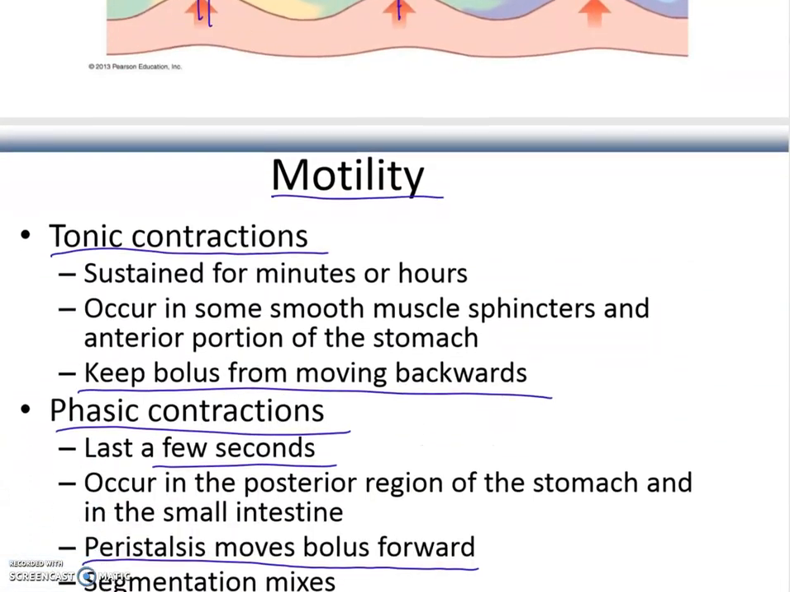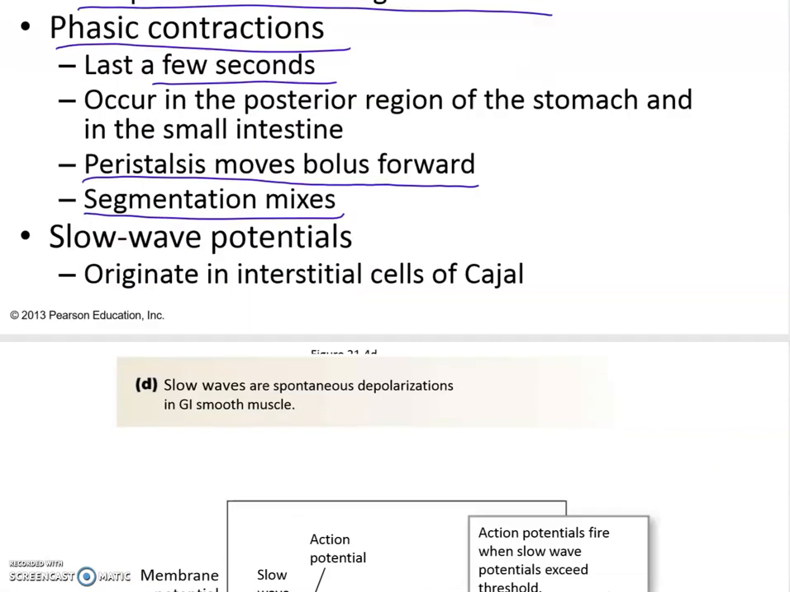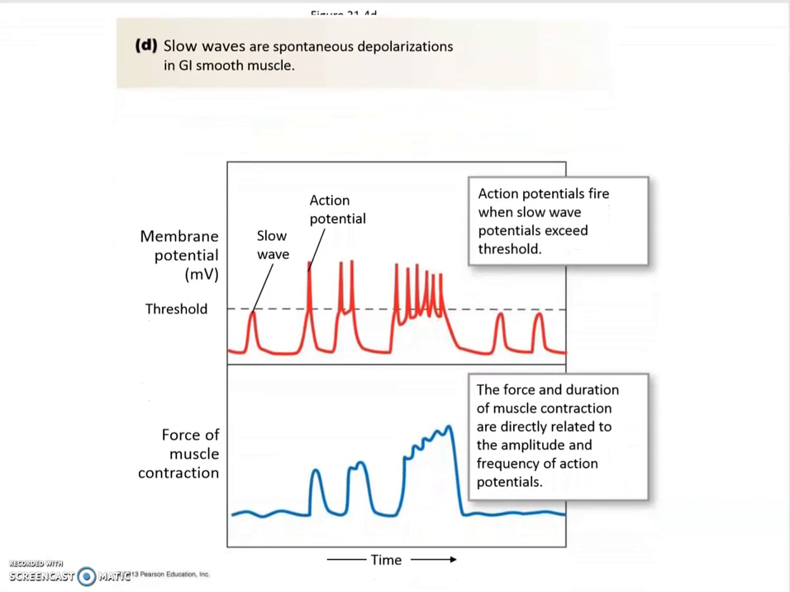These are all phasic contractions. And then we have slow wave potentials. They originate in the interstitial cells of Kajal. So here will be slow wave contractions of gastrointestinal smooth muscle. We don't need any detail on this, so just take a look at this.